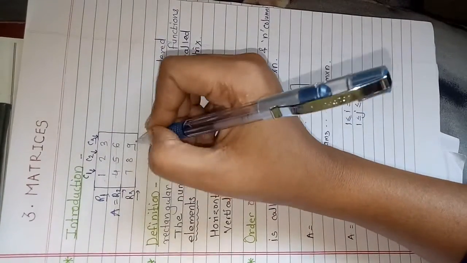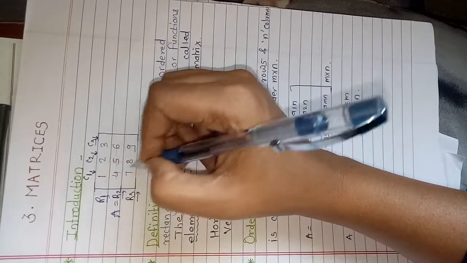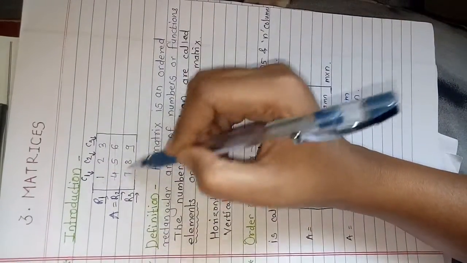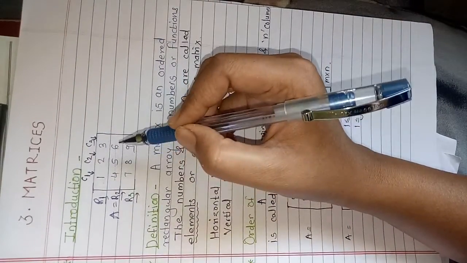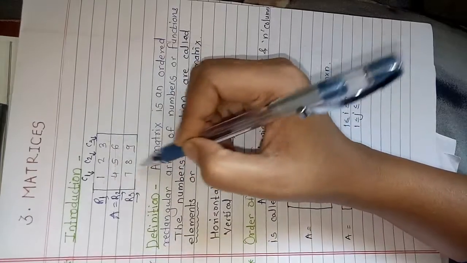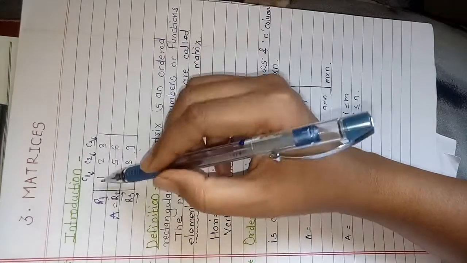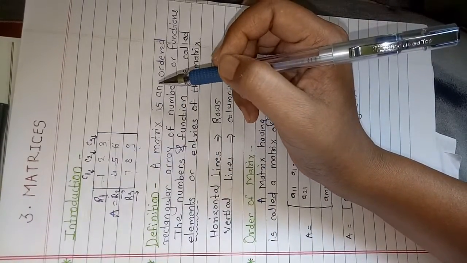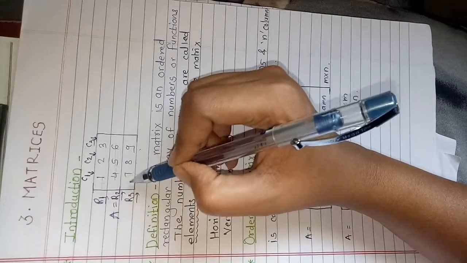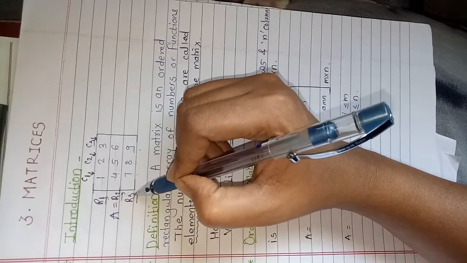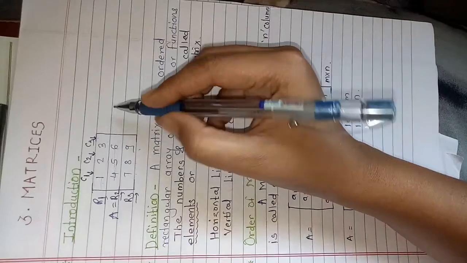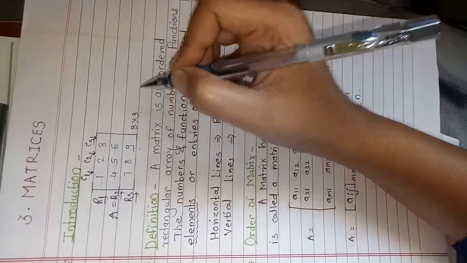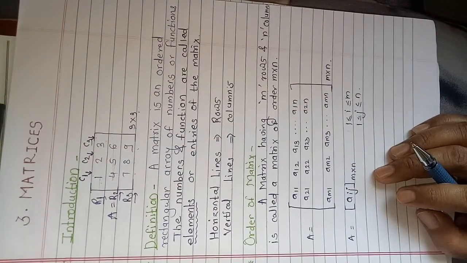So horizontal lines are called rows, and vertical lines are called columns. This is very important, remember this point. Vertical lines are columns, and horizontal lines are rows of the given matrix. So here in this example, rows and columns are the same. There are 3 rows and 3 columns, so the order of this matrix is 3 cross 3, 3 rows and 3 columns.